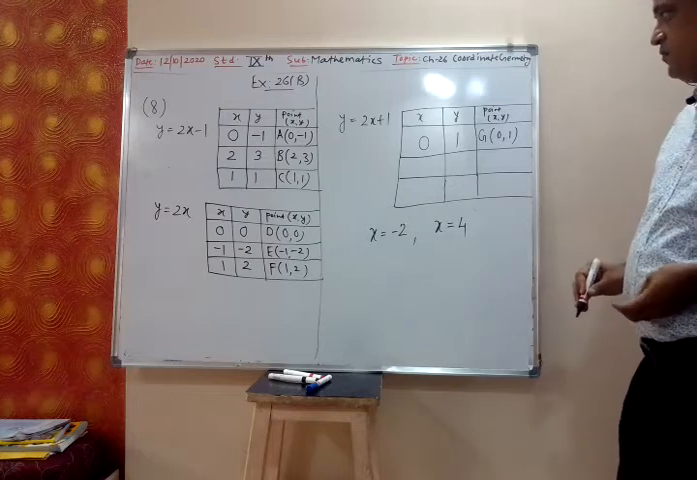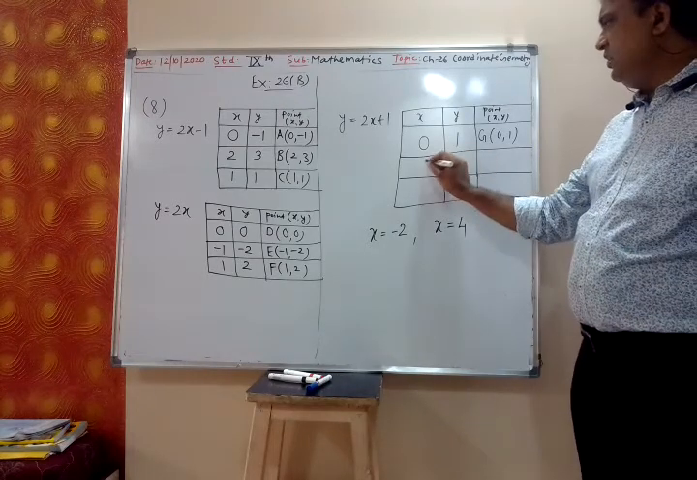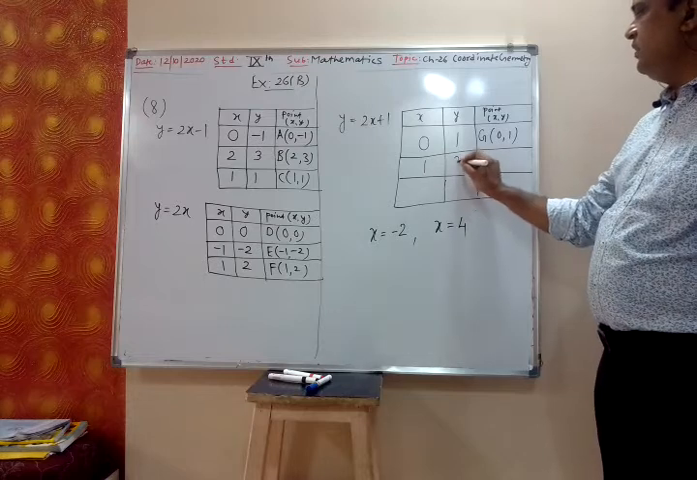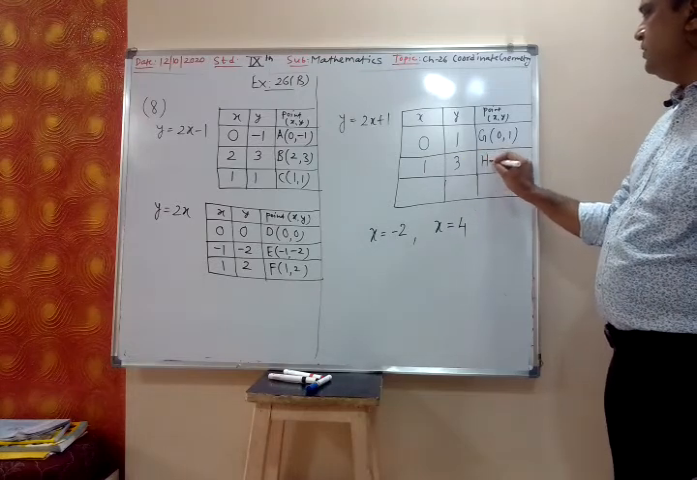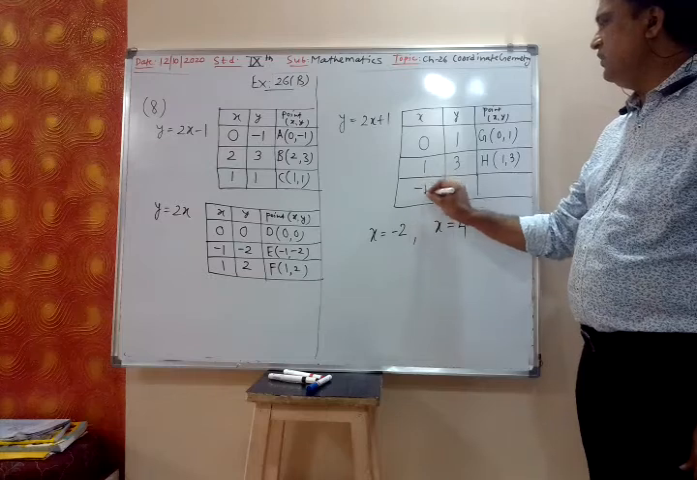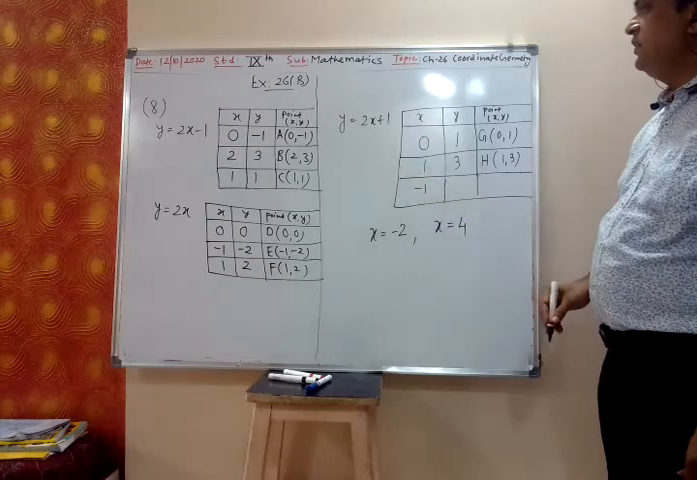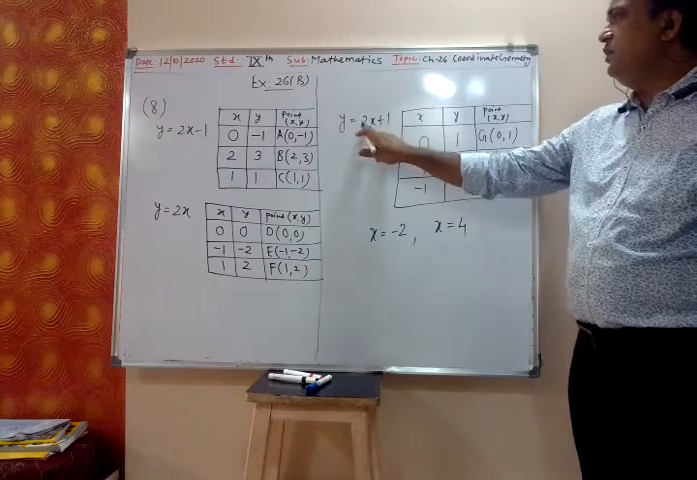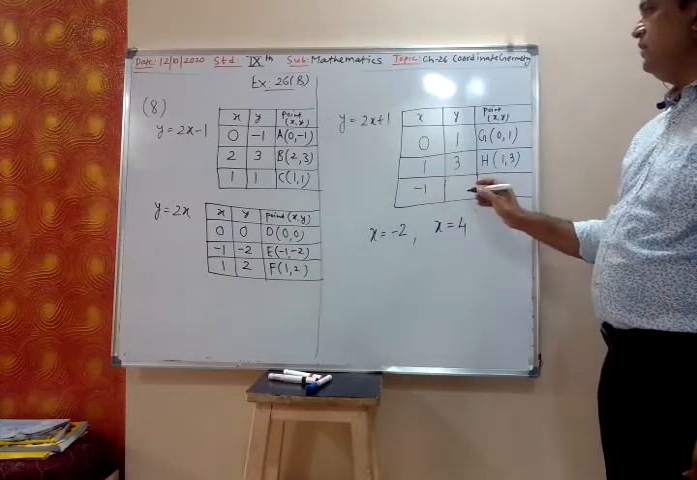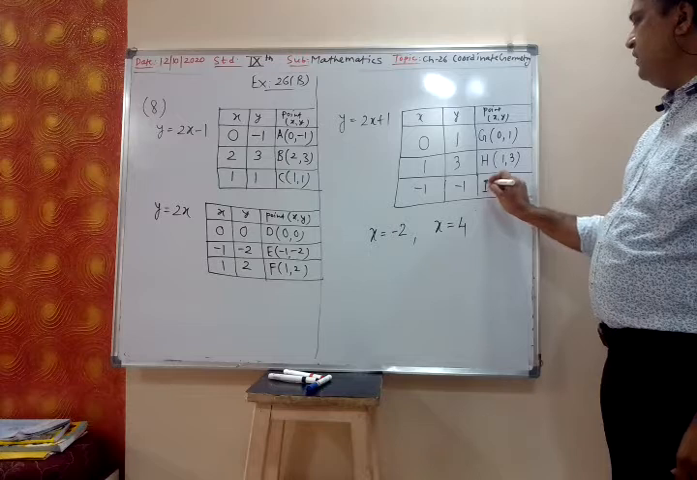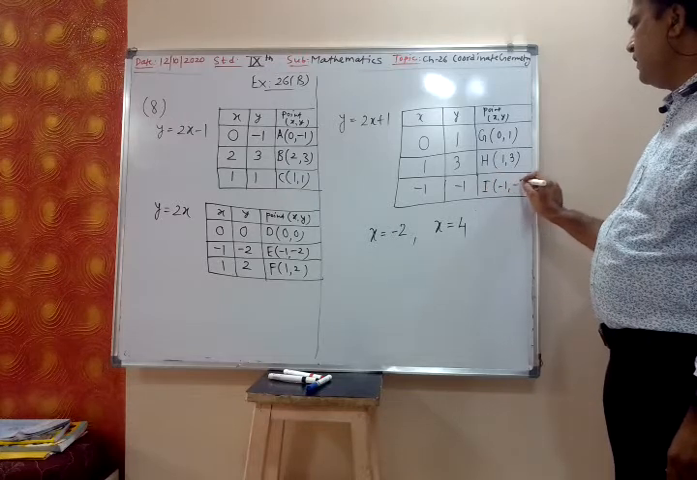Then take x is 1. When x is 1, y will be 3. So you will get the point H. Let us take x is equal to minus 1. Then you will get y is equal to minus 1. 2 into minus 1 is minus 2, minus 2 plus 1 is minus 1. So I is minus 1 comma minus 1.